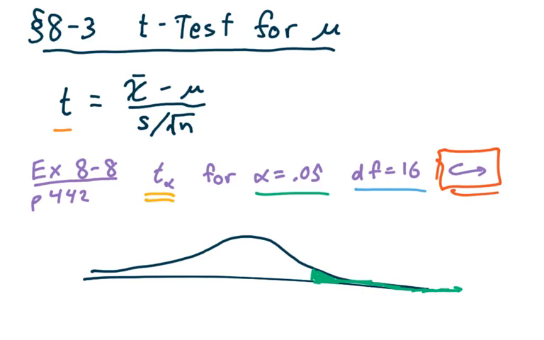All right, this area, we're going to be looking at a certain column in our table that makes sure that that area is always 0.05, and we're going to scroll down to our particular degrees of freedom, and that's going to tell us this t-value. Okay, so we'll pause and go ahead and look that up.